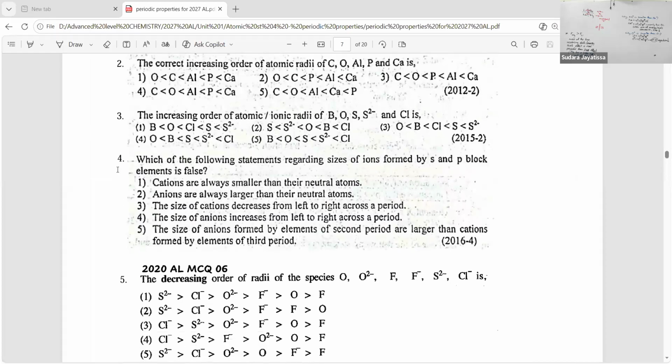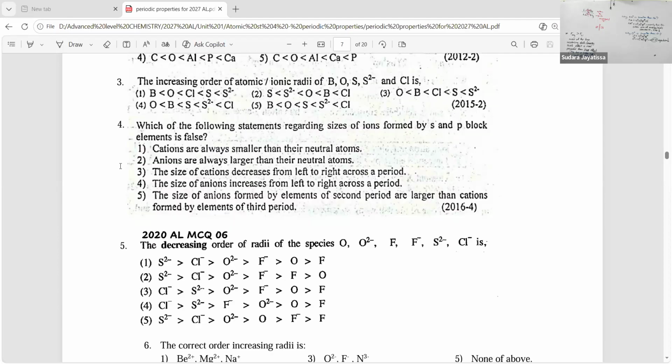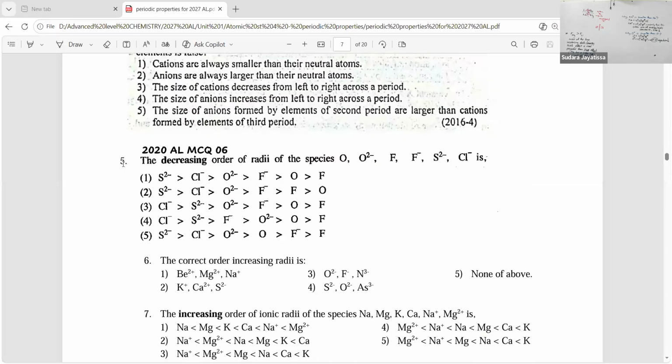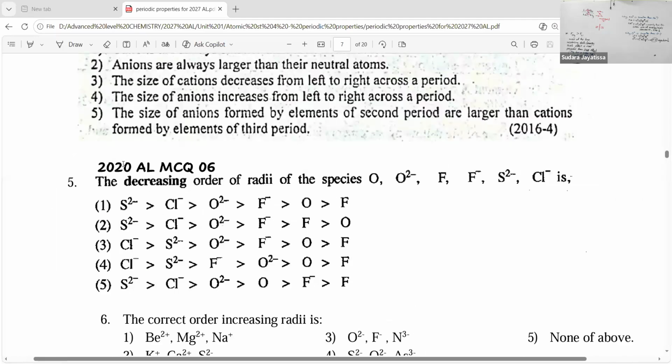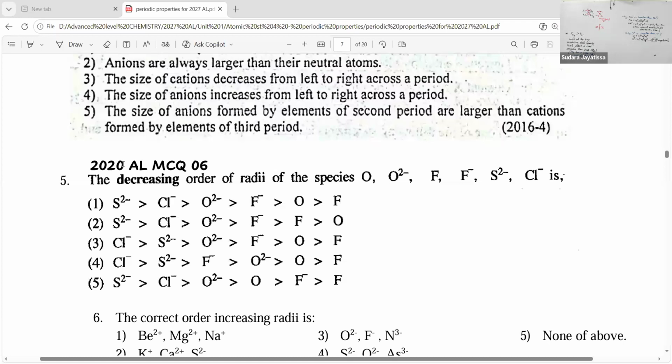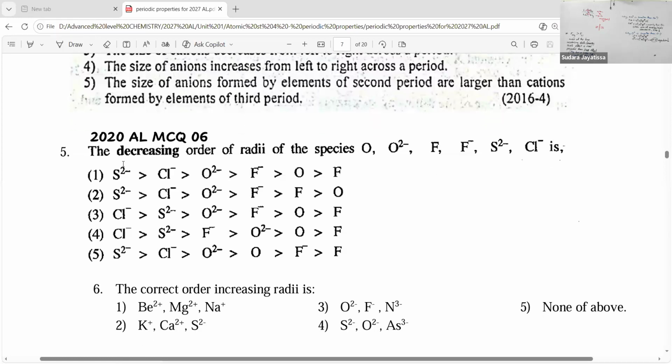I'm going to give you a small break also because of that question. Question number 3 and 4 you can do at the interval. Now try question number 5. Decreasing order of the radii. Question number 5 is from the new syllabus paper.